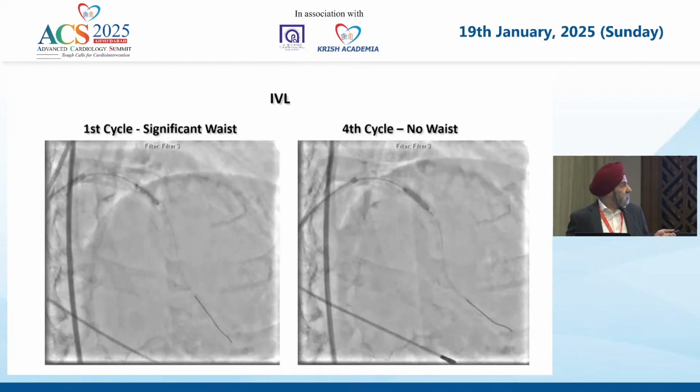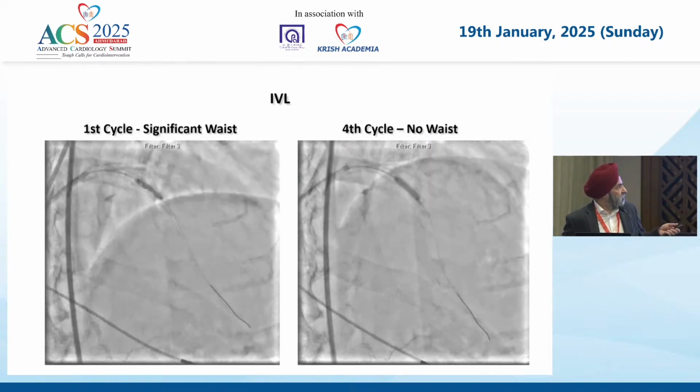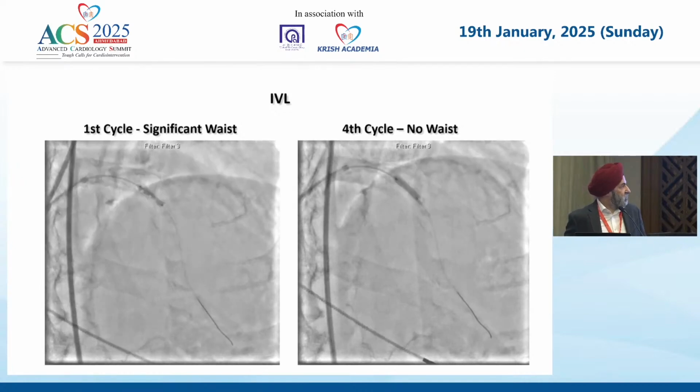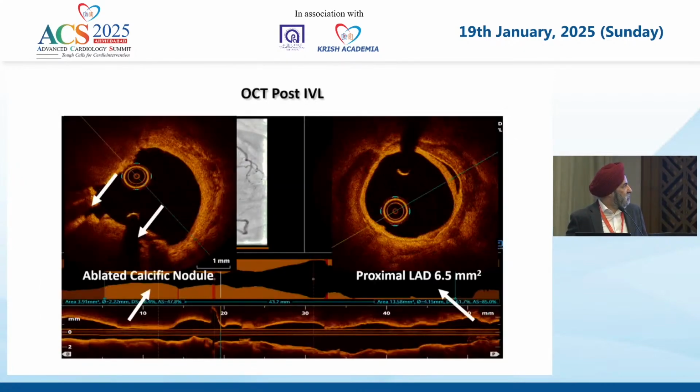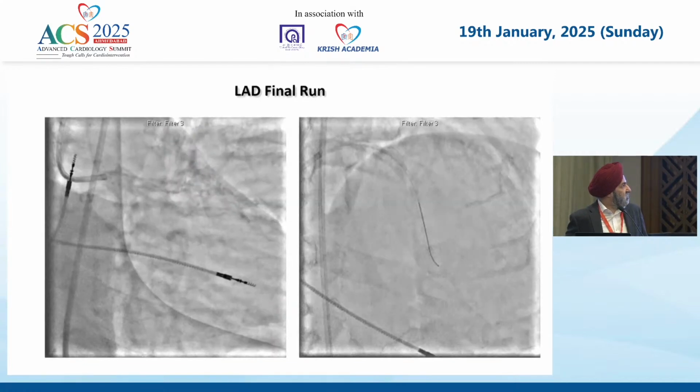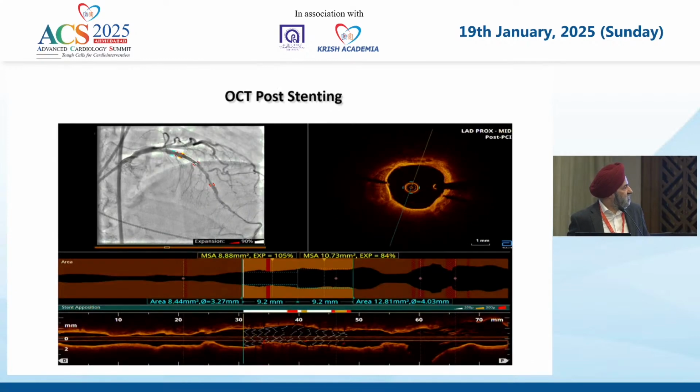We did IVL. There was a significant IVL waist to begin with, a little bit of air in the balloon, but thereafter on the fourth cycle there was no waist, and we went ahead and stented. For paucity of time, I'll skip. This is post IVL. This was the final LAD run. The nodule is kind of completely flattened.